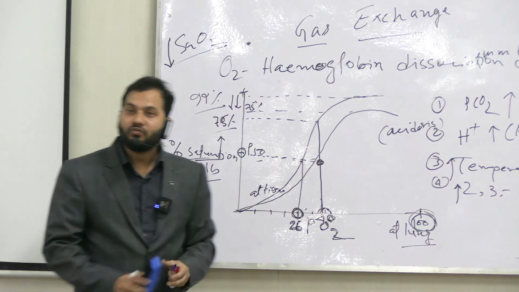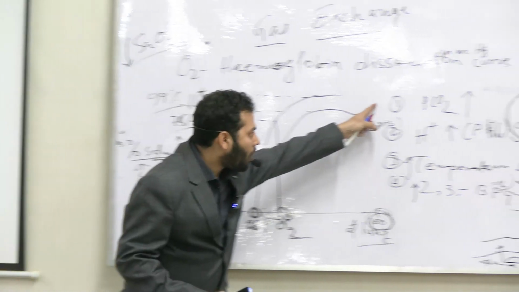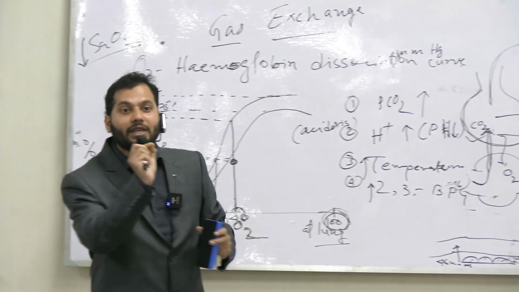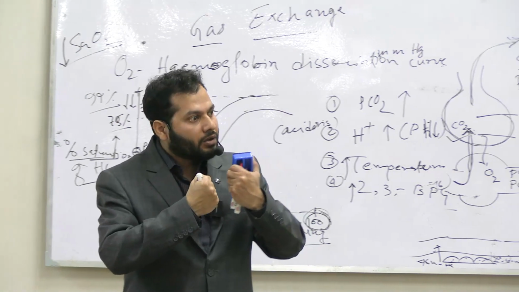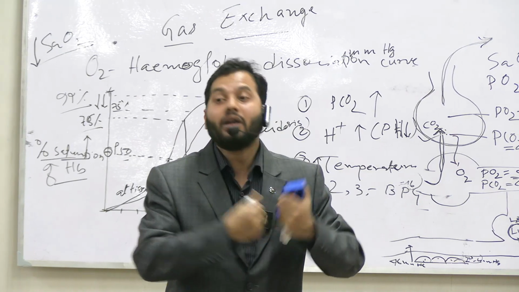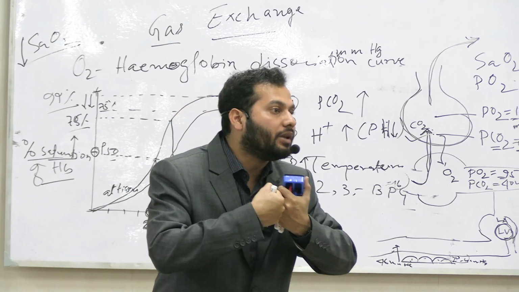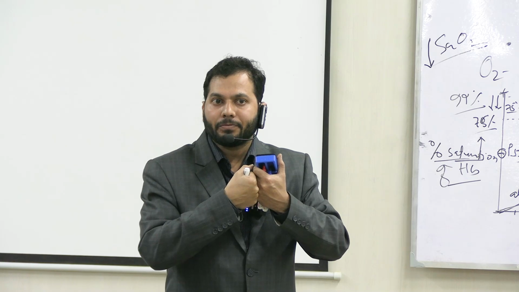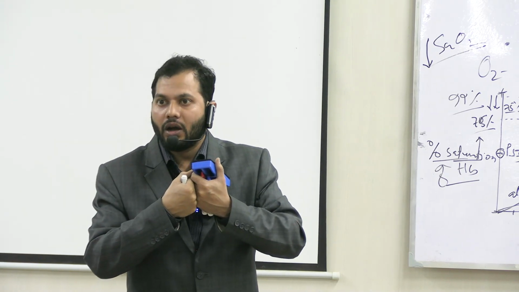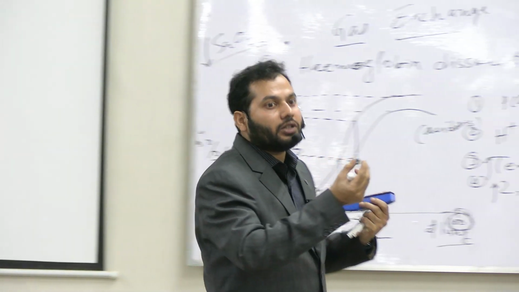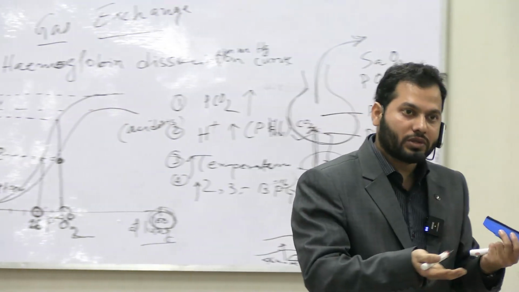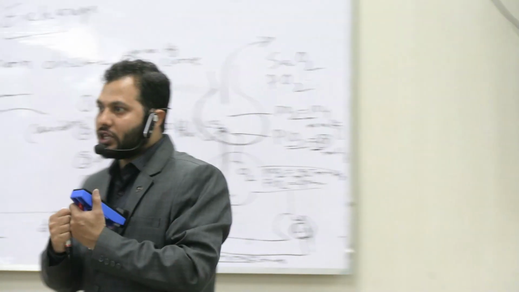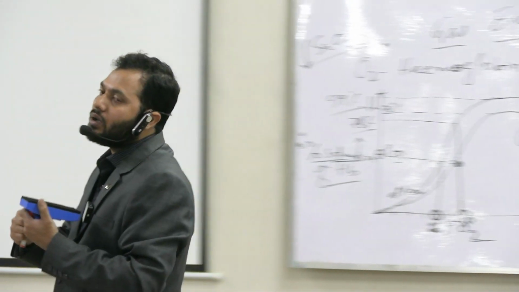Now, my question is whether, due to the increase of all those factors, the oxygen molecule dissociates from the hemoglobin or associates, that is, binds to the hemoglobin. Association or dissociation. If it is dissociation, where do the oxygen molecules go? Or if it is association, how does it cause the changes in the affinity?